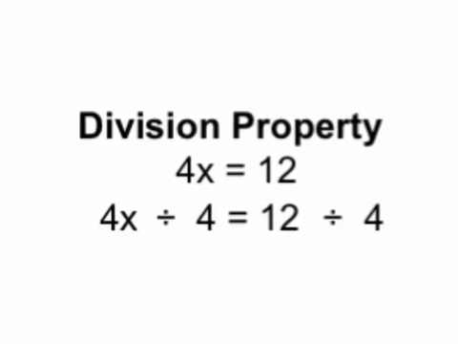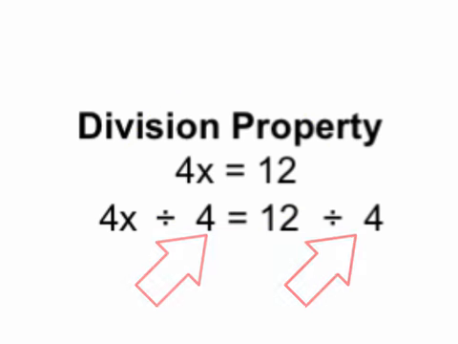Our last operation is division, and it also has its own property of equality. Just like the others, dividing both sides of the equation by the same number doesn't change the result. So in 4x equals 12, we can divide both sides by 4 to get x equals 3.